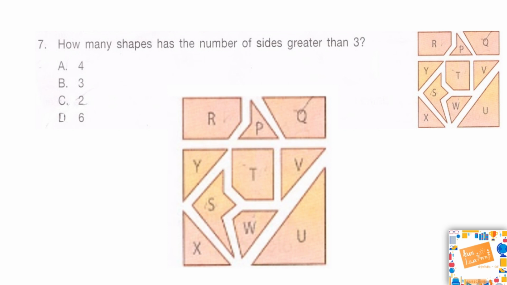Well, let's look at it together. Let us cancel out those figures which are exactly a triangle, because a triangle has 3 sides. That would be figure Y, figure X, figure V and figure U. These are the 4 clear triangles, and the rest of the figures are those with sides greater than 3. That is 1, 2, 3, 4, 5, 6. Hence our answer is option D, 6.